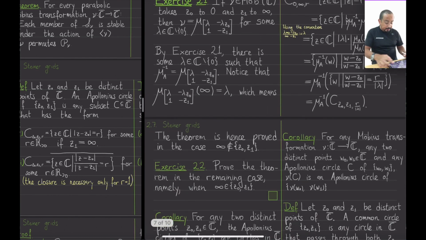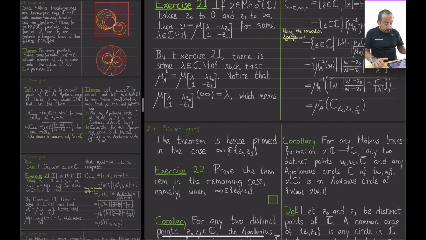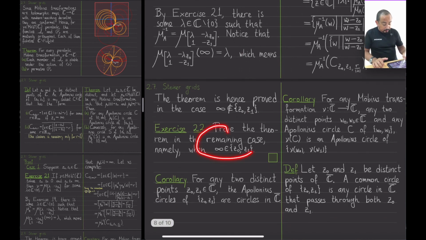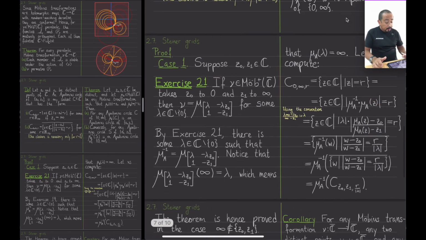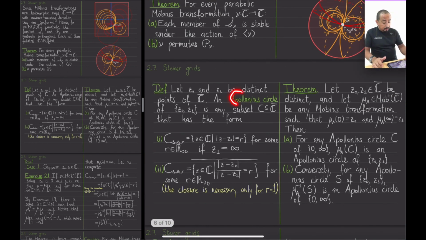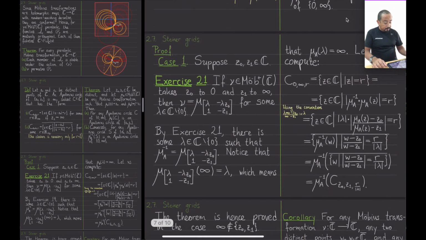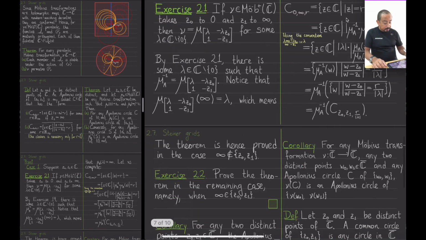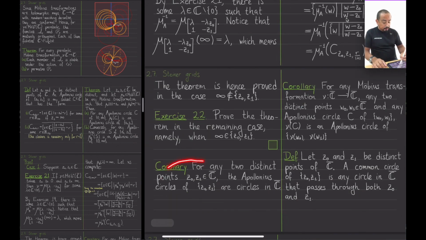And the exercise I leave to you is to prove the theorem in the remaining case. Okay, as a corollary, from the very beginning I called them Apollonius circles. It's obvious that these are circles in C bar. But how about these ones? I'm calling them circles, so they better be, right? Since Möbius transformations take circles to circles, the theorem in particular proves that the Apollonius circles of any pair of distinct points are indeed circles in C bar.